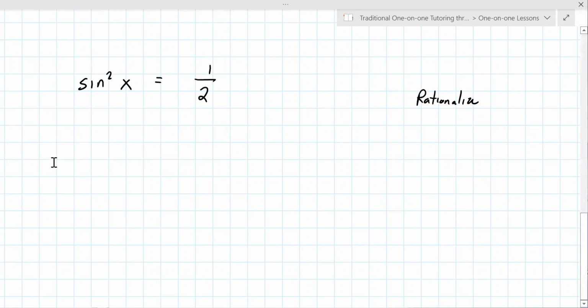So for me, what I'm looking for is to tell me what the right-hand side becomes after you take the square root and rationalize.